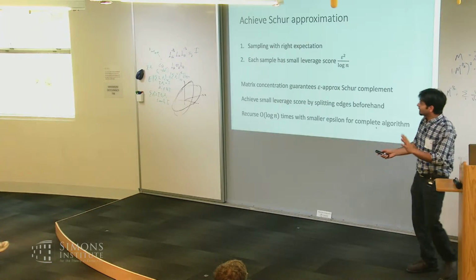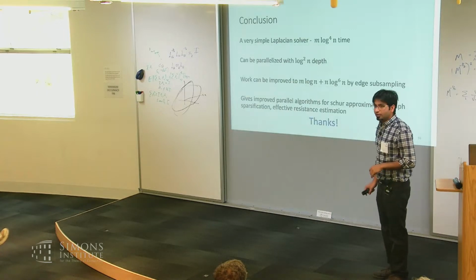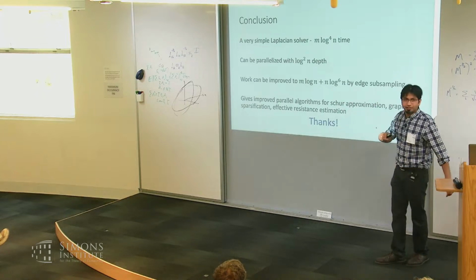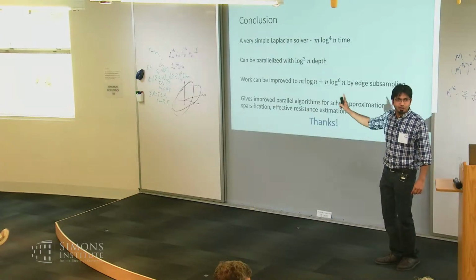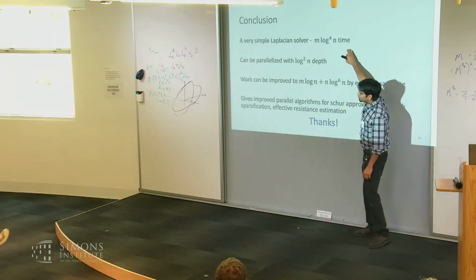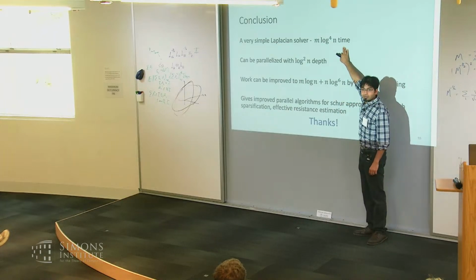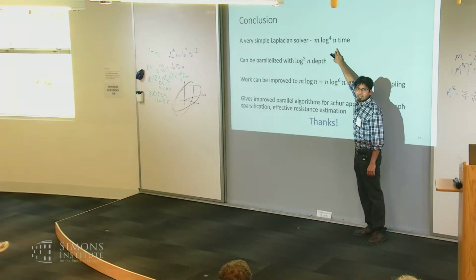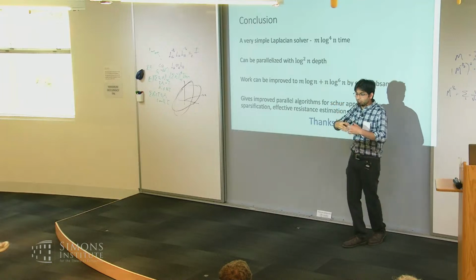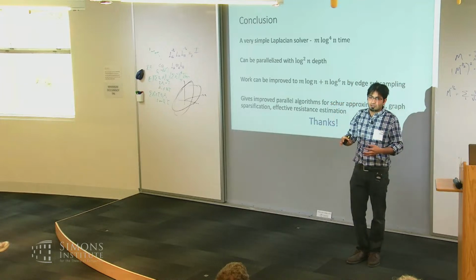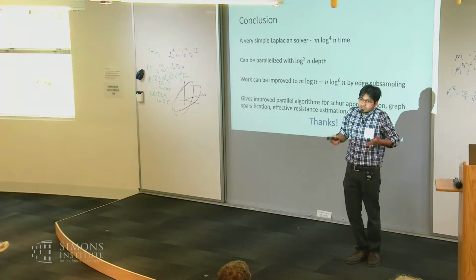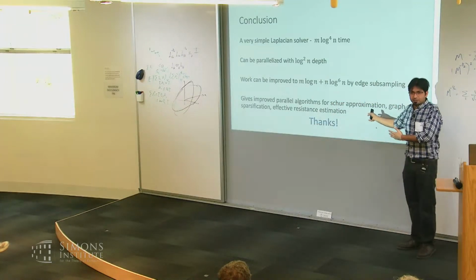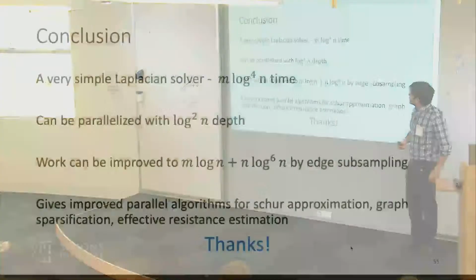Okay, and really that's it. Let me just conclude. We are running over, and I don't want to keep people from lunch, so let me just quickly conclude. So it's a very simple Laplacian solver, right? I basically completed the entire proof, m log to the 4 running time. You can shave off a log n by using matrix martingales rather than doing matrix concentration, but it just makes the proof messier. But this is much easier to present, I think.